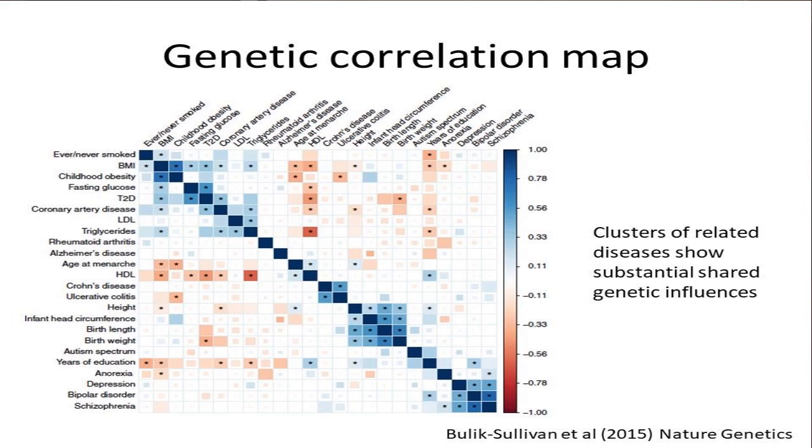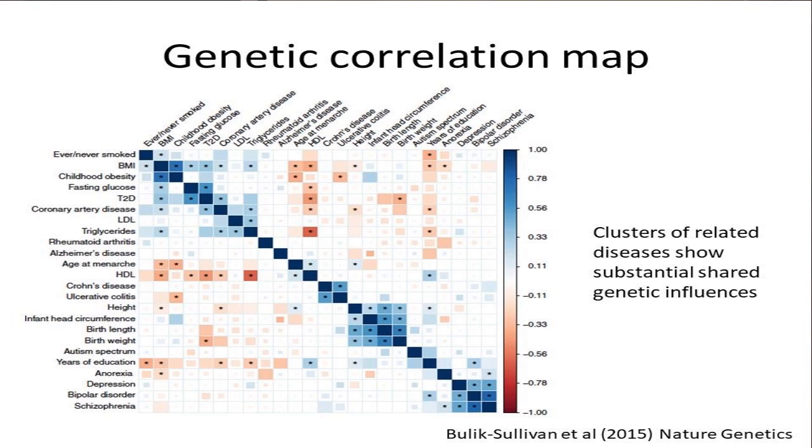Here, the psychiatric disorders are down here. So you can see disorders to do with obesity. These are metabolic disorders: BMI, obesity, fasting glucose, and so on, type 2 diabetes. They have shared genetic influences. And then cardiovascular diseases: coronary artery disease, LDL, triglycerides, and so on. And here, these are traits to do with body size: height, head circumference, birth length, birth weight. So they have a lot of genetic overlap.